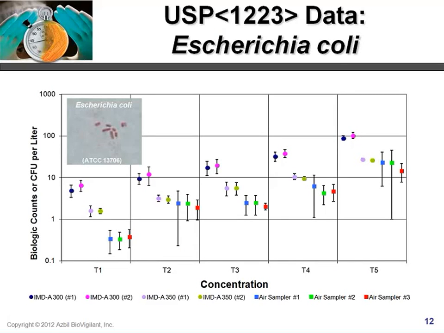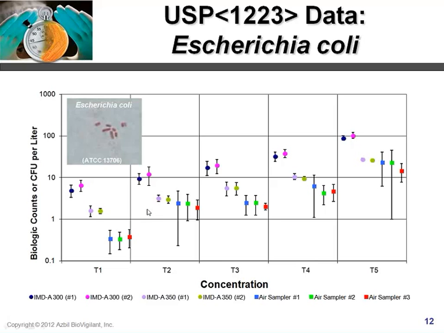And those 5 concentrations are labeled across the x-axis. T1 is the lowest concentration, up to T5, which is the highest concentration. And the inset micrograph up in the upper left corner shows the microbe suspension before aerosolization. The suspensions were checked visually for particulate contamination and proper cell morphology before they were aerosolized.